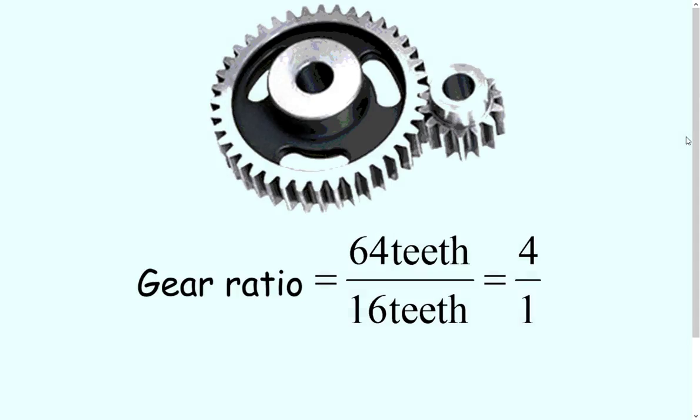So here's an example of a gear ratio. You might look at two gears and how they interlock, and you have 64 teeth in one gear, 16 teeth in the other. The gear ratio would then be 64 teeth over 16 teeth. The teeth part cancels out. You have teeth on the top and teeth on the bottom, so those cancel out. And you can reduce the ratio 64 over 16, both divide by 4, and you end up with 4 over 1. So the gear ratio becomes 4 over 1.